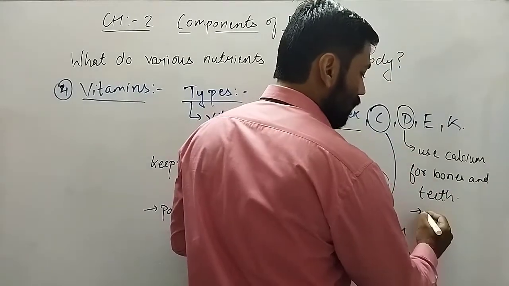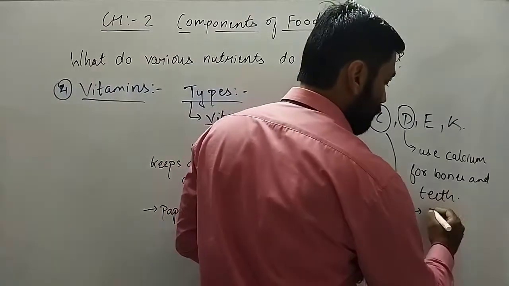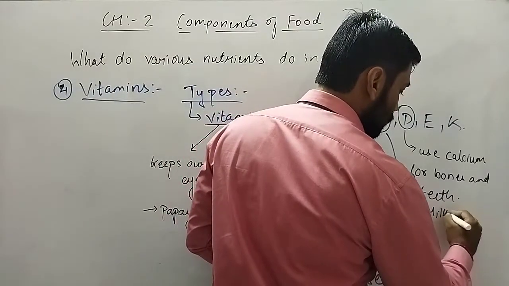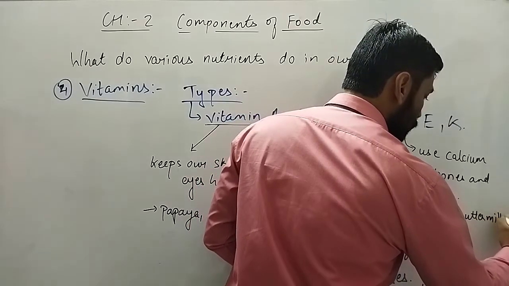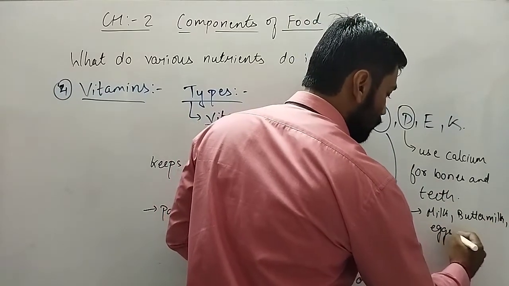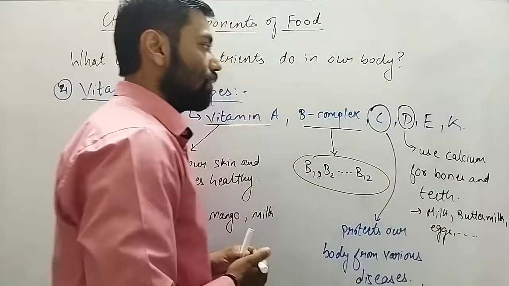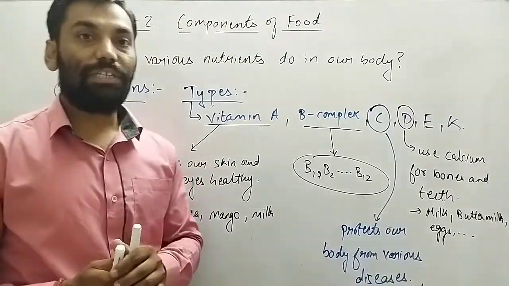Understood? What are the sources from which we get vitamin D? We get it from milk, buttermilk, and eggs, and many other examples. So this is how vitamins help our body in various forms.